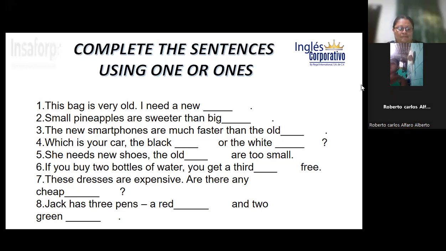Number four. Which is your car? The black one or the white one? Yeah, singular for each one. So we're comparing the black and the white. Yes, the black one or the white one. Number five, next. She needs new shoes. The old ones are too small. Okay, because we're talking about plural, we're talking about the shoes. So in that case, that will be the old ones. Excellent. Number six.